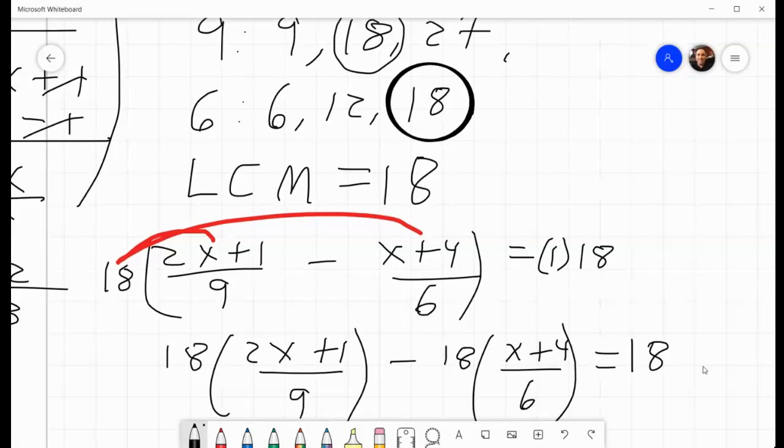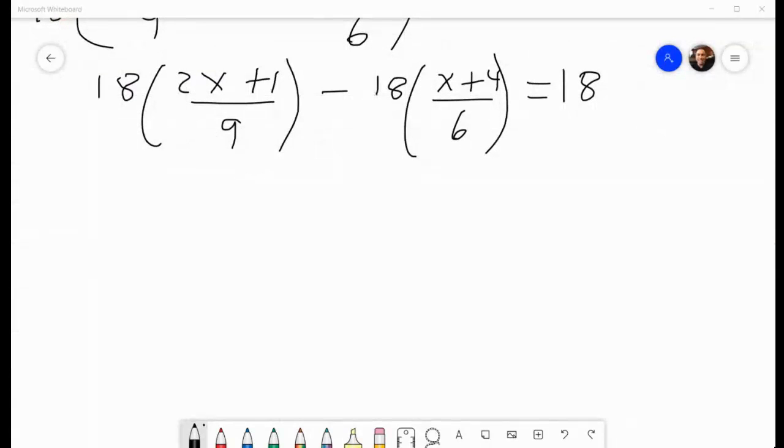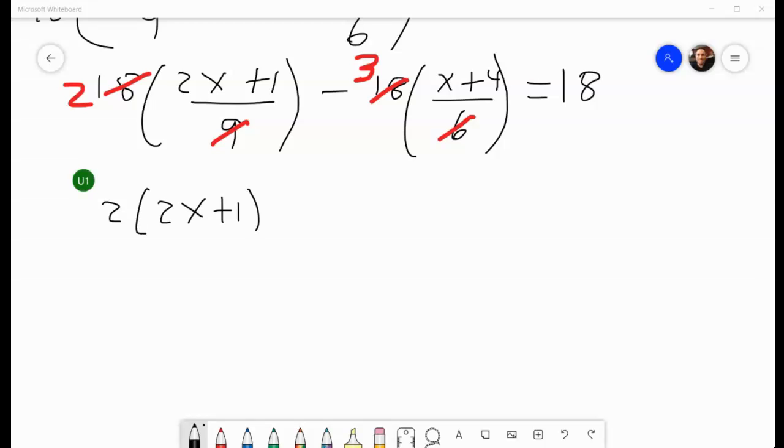All right, let me keep moving up. Okay, so there's going to be some cancellation, right? Namely, we know 18 divided by 9 is 2, so 9's gone. 18 becomes 2. We also know that 18 over 6 is 3. 6 is gone. 18 becomes a 3. Okay? And now we have this. 2 times (2x plus 1), minus 3 times (x plus 4), all equal to 18.